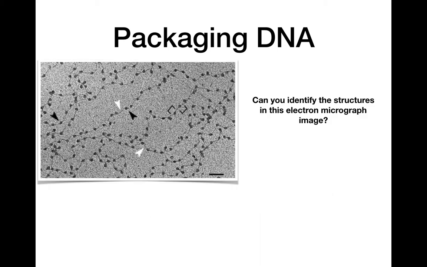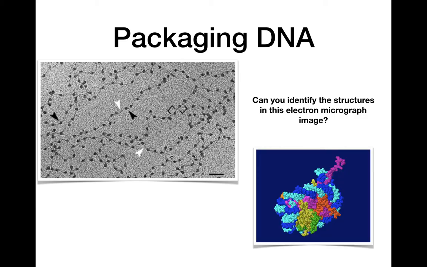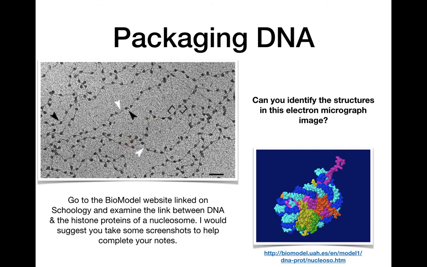Okay, take a look at those micrograph images. Can you identify the structures you see there? Here's a little hint for you. It's from our Biomodel 3, which is a great website to use. These are our histones, these little coils on the chromatin, binding it around. If you go to the Biomodel 3 website, which you looked at sometimes before, and look at the link between DNA and histone proteins, here's a screenshot of that. I would suggest you spend some time manipulating them in 3 dimensions and looking at them and trying to complete your notes with some good screenshots to help you really visualize the connection between histones and DNA.